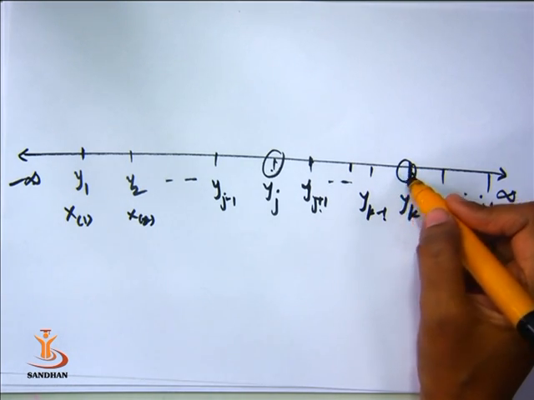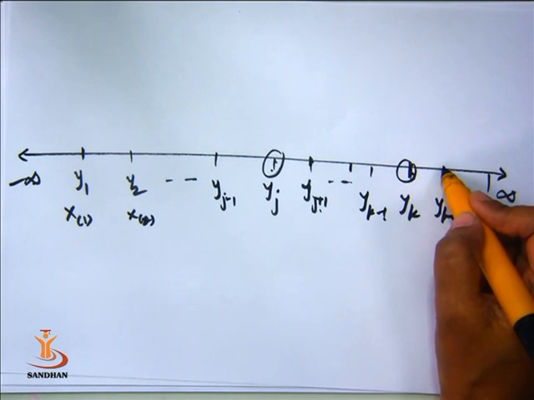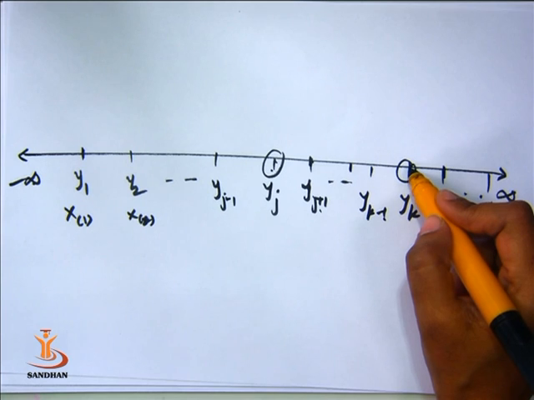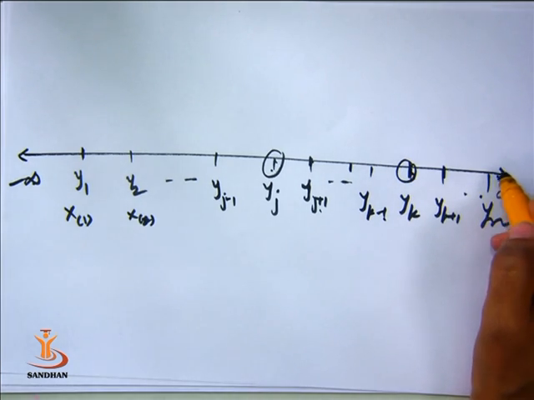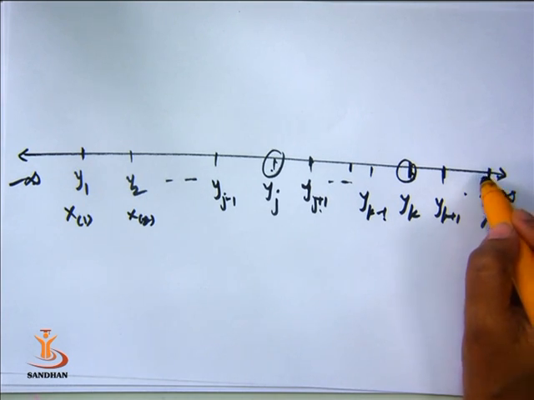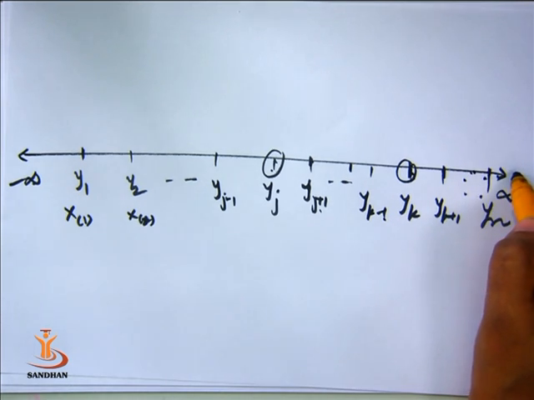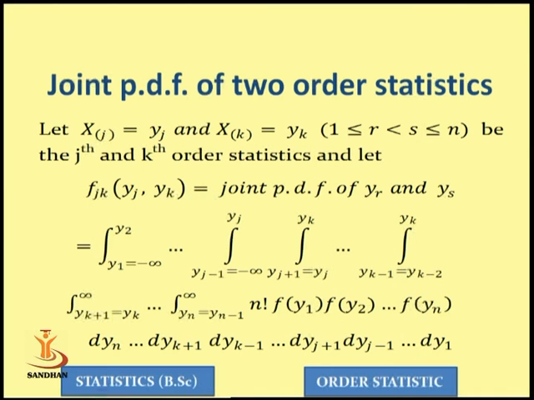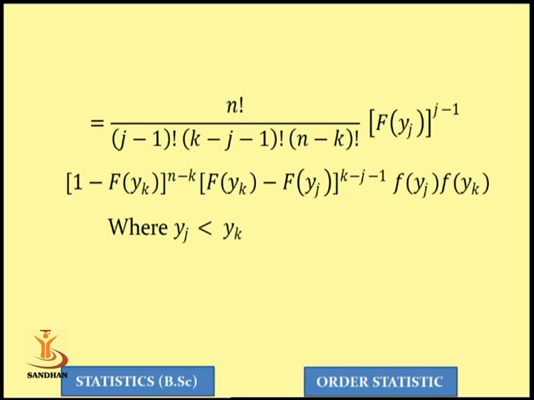When it comes to yk plus 1, it must be bigger than the kth one, that is yk, but the upper limit can be infinity. So when you integrate with respect to yk plus 1, it is going to be from yk to infinity. Similarly, so on, when you take yn, it will be from the previous one, that is yn minus 1, but the upper limit will be up to infinity. So this is the range of the integration which should be taken carefully. So integrating this joint density, you will ultimately arrive at the joint distribution of the two order statistics, the jth and kth order statistic.